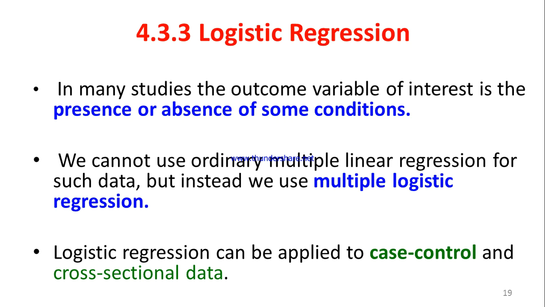But in most of the field of public health, researchers are mostly interested in assessing the relation between categorical variables, particularly when the outcome variable is categorical, like, for example, exposed and unexposed, died or survived, or cured or disabled. These kinds of outcomes are measured categorically, and such outcomes are best treated by logistic regression.